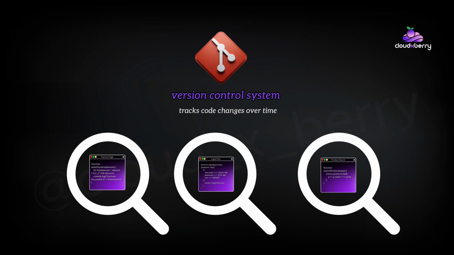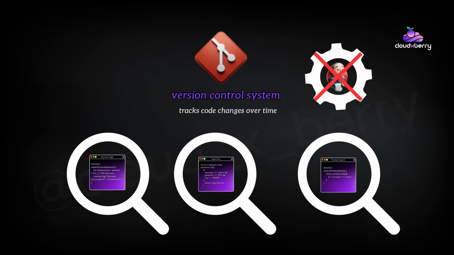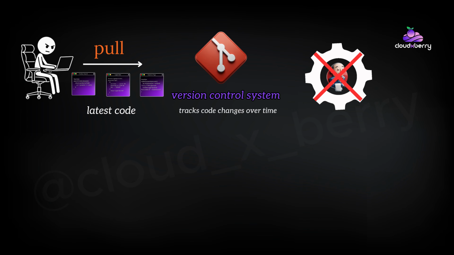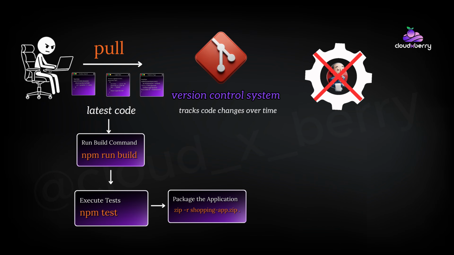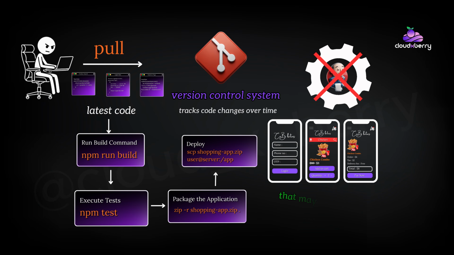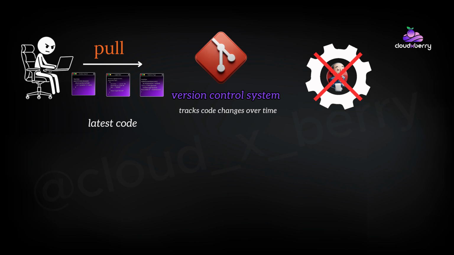Now, every code change needs to be checked. Without Jenkins, someone may need to manually pull the latest code, run build commands, execute tests, package the application, and deploy it. That may work for very small projects, but once teams release code many times a day, manual work becomes risky. Someone may forget a command. Someone may test the wrong branch. A broken feature may accidentally reach production. Production simply means the live environment real users interact with.